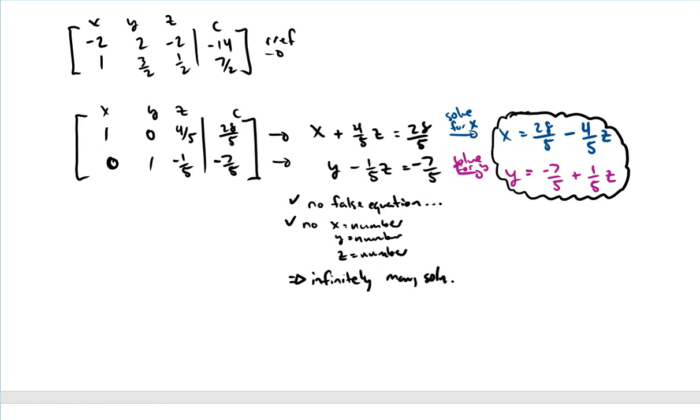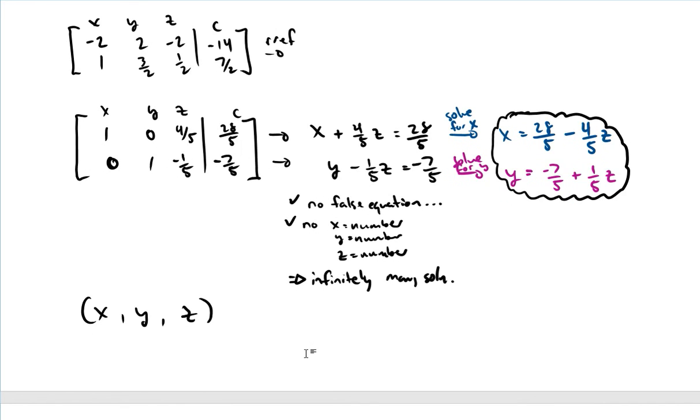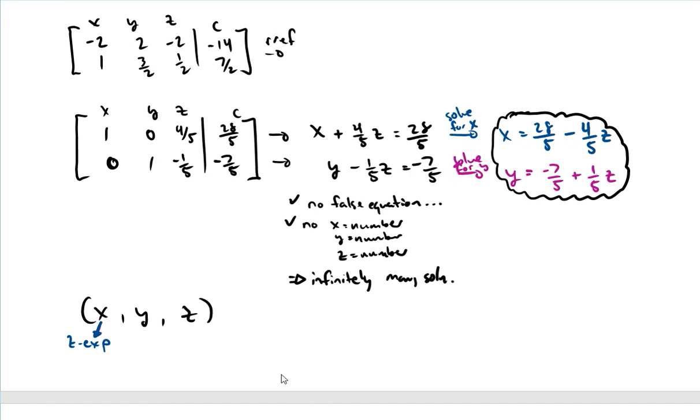So let's get our final solution. The final solution should be in terms of an ordered pair. So it should be x, y, z, because we have three variables. But all of them should be in terms of z. So this should be a z expression. That's what it means to have z be the parameter. It's telling you to put these in terms of z. The y also needs to be a z expression. And z is already z, so I'm good.